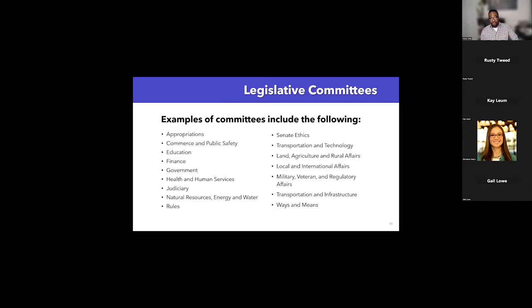All the bills have to go through a Rules Committee. There's a Senate Ethics Committee, Transportation and Technology Committee, tons of committees. There's a Ways and Means Committee that I believe has to do with expenditures and taxation and revenues. So all these committees are important. Each one of these committees handles a different policy area. So the speaker will route these bills to different committees, and then the chairperson of that committee will decide if they want to see the bill or not.